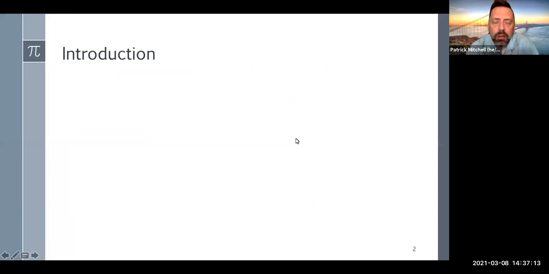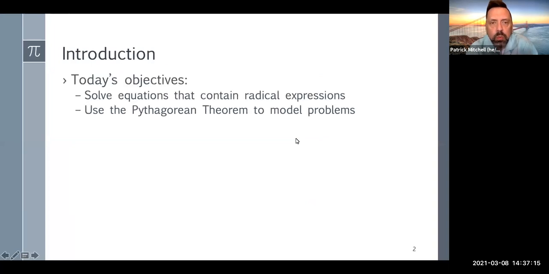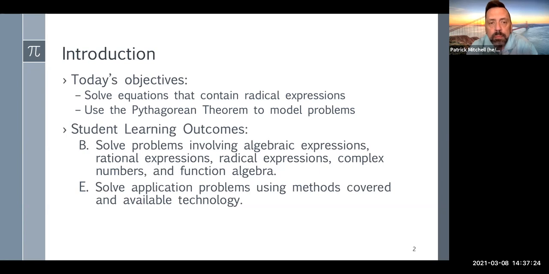Anyway, all right, so what are we doing in this section? We are solving equations that contain radical expressions, and then we're going to use the Pythagorean theorem to model problems. And there are actually two SLOs that this section ties into, the one that we've been doing for most of chapter 10, and also the one about applications. All right, so let's do it.